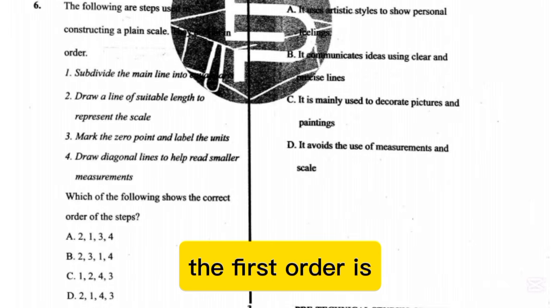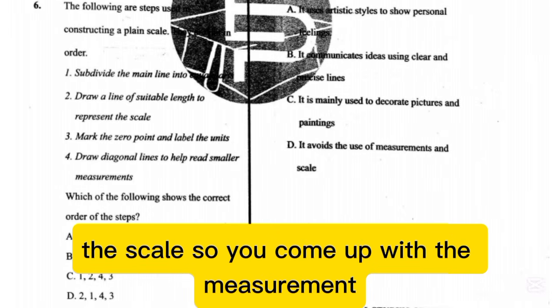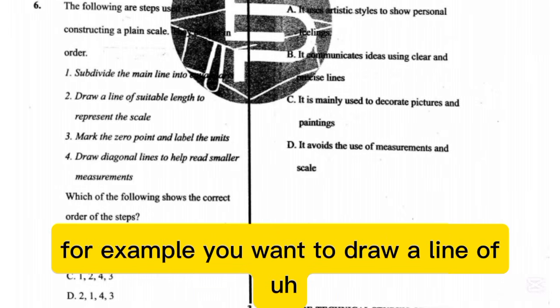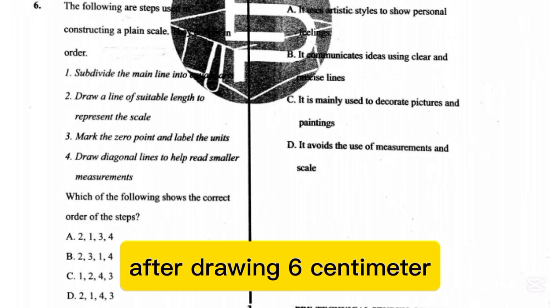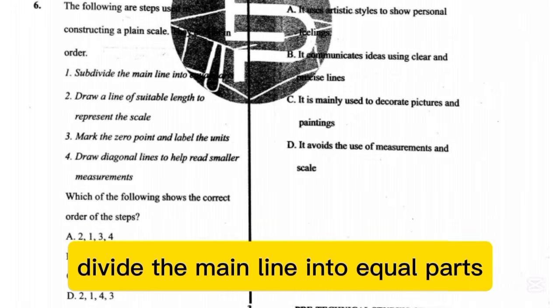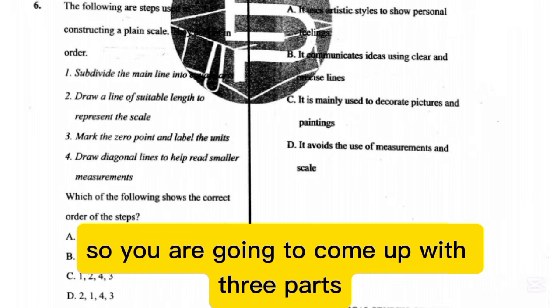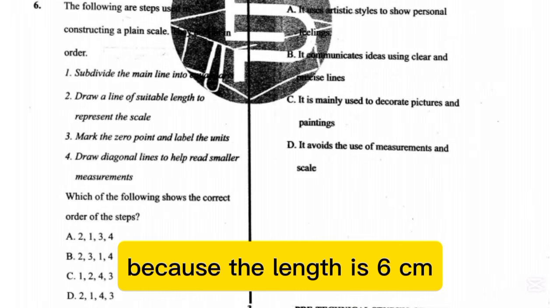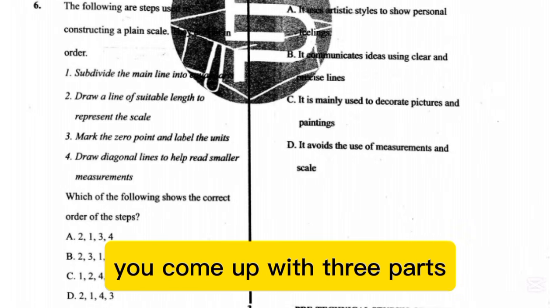So the first step is drawing a line of suitable length to represent the scale. So you come up with the measurement. For example, you want to draw a line of 6 centimeters. After drawing 6 centimeters, what are you going to do? You are going to subdivide the main line into equal parts. You decide that you are going to divide it into 2 centimeters, 2 centimeters, 2 centimeters. So you are going to come up with 3 parts because the length is 6 centimeters.